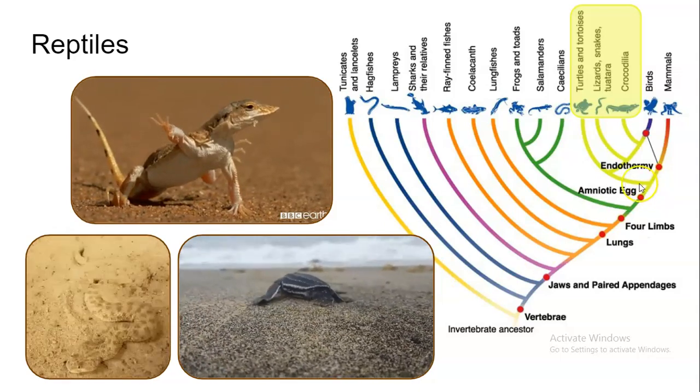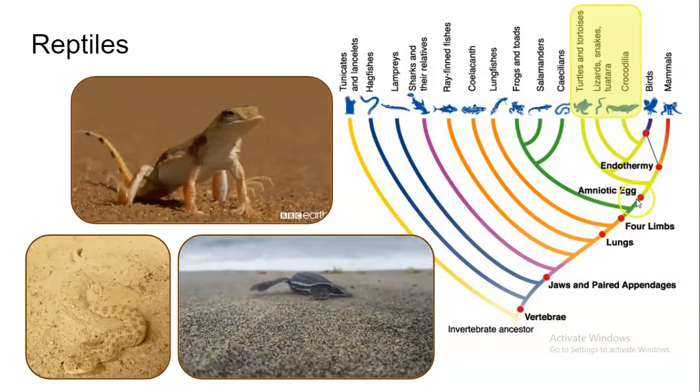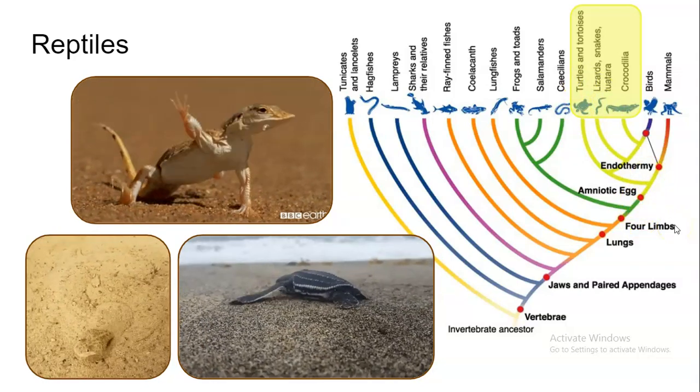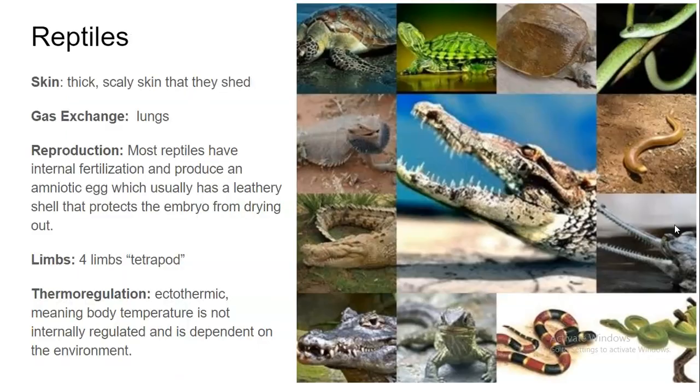Next, animals evolved what we call an amniotic egg, and that led to the reptiles. Reptiles have thick, scaly skin that they shed. They do gas exchange through their lungs, so they don't have permeable skin like the amphibians did.